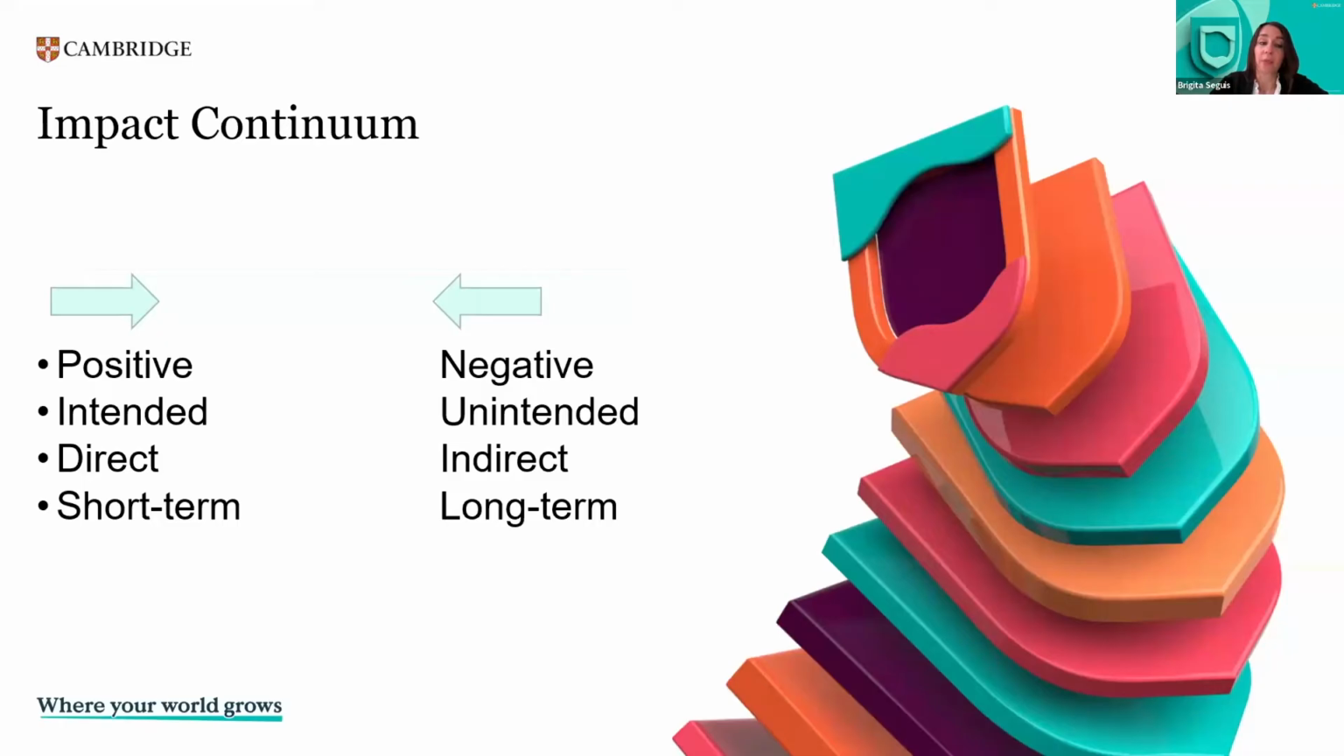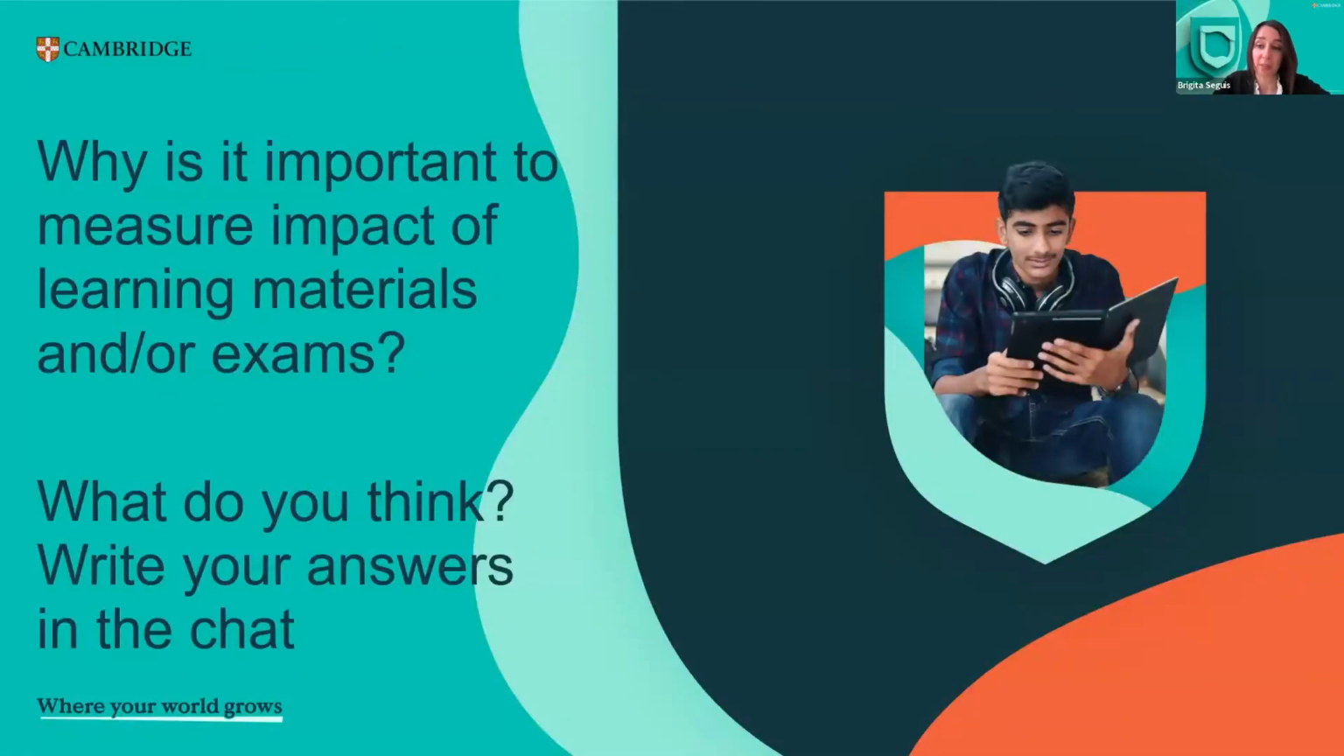And finally, we can think about short-term and long-term impacts. Short-term is something that happens immediately, and long-term can take months, years, or even decades to develop and to observe. So I've given you some starting suggestions as to what is impact and about different types of impact.